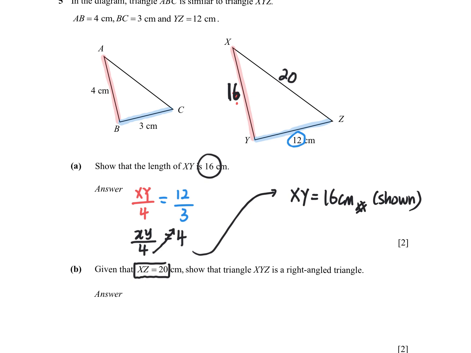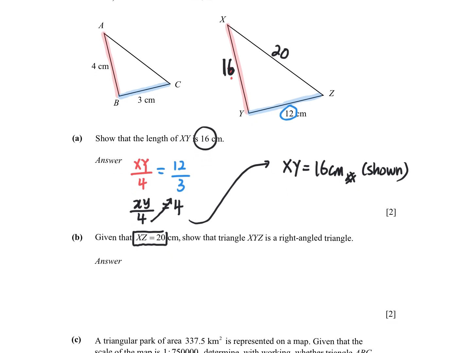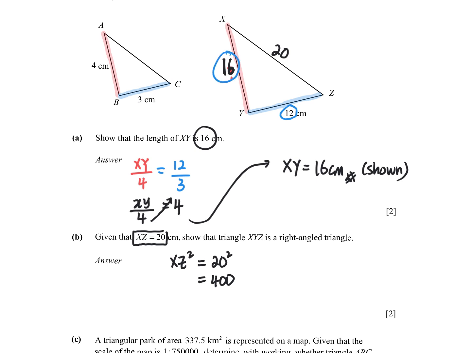So out of the 3 lengths, always start from the longest length. Which one is the longest length? xz, right? So xz, if you square it, you will get 400. So we try to find the square of the hypotenuse first. Now we sum up the square of the other two sides. So let's try that. xy square plus yz square.